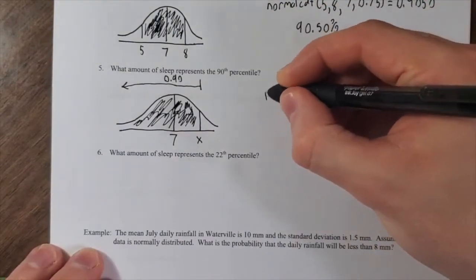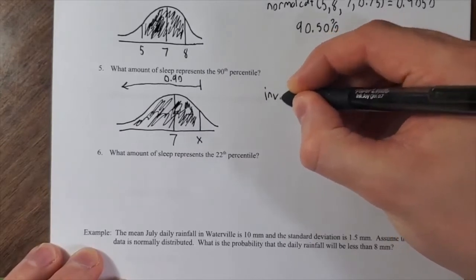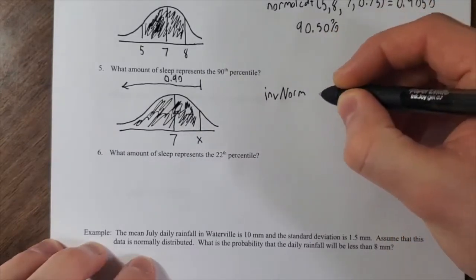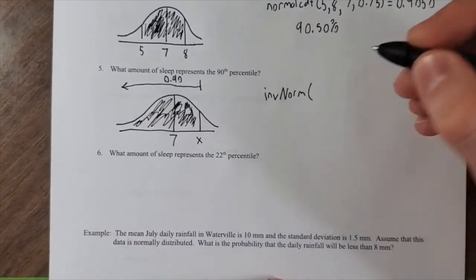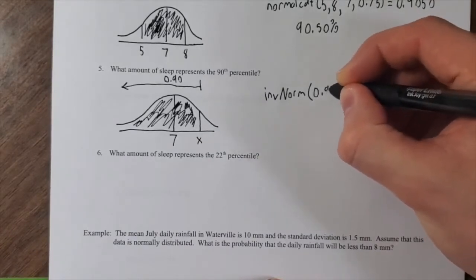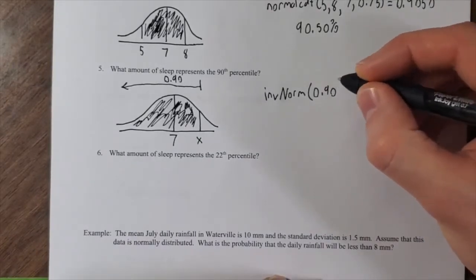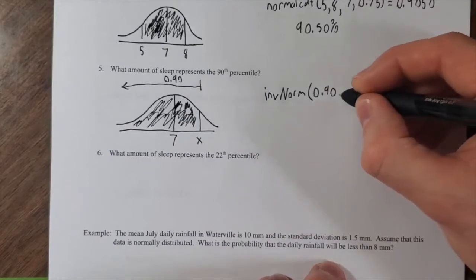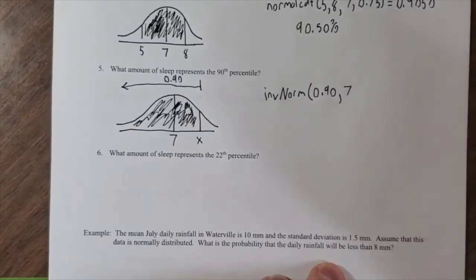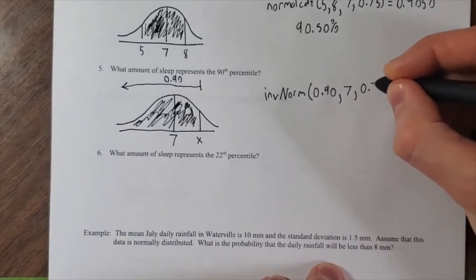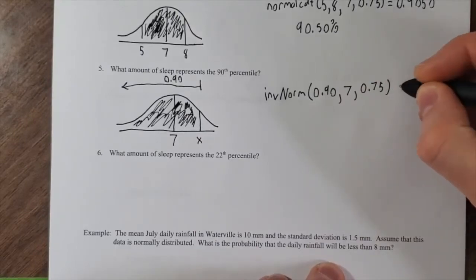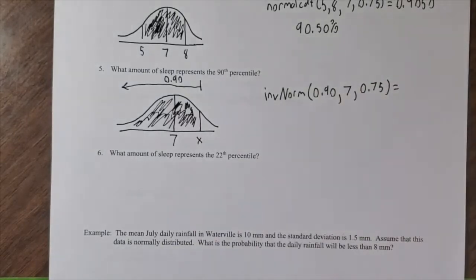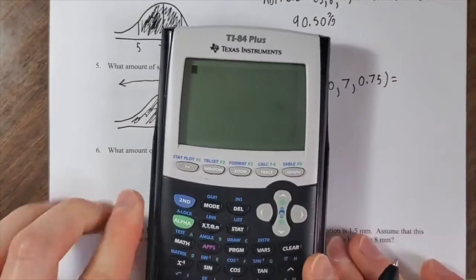So we're going to use our inverse norm now. And the percentile that we're considering is the 90th, so we'll type in 0.90. Our mean is still 7, and our standard deviation is still 0.75. So let's go ahead and do this one on our calculators.